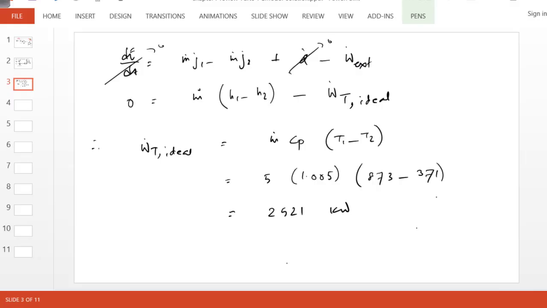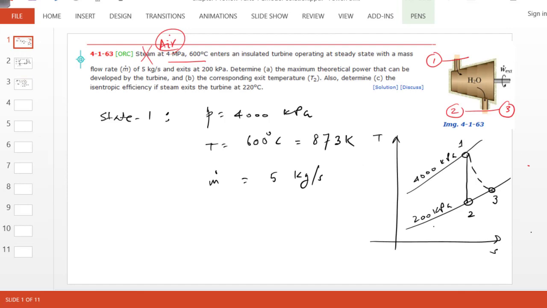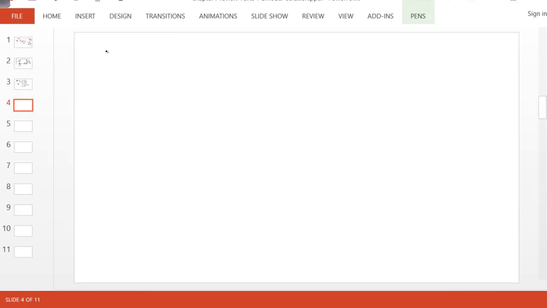Well, let's do the second part of the problem. What was the second part? If the exit temperature is 220 degrees Celsius, determine the isentropic efficiency. So as you can see, the exit temperature of 220 Celsius is state 3. So for state 3, now we know the exit temperature. Let's say 273.